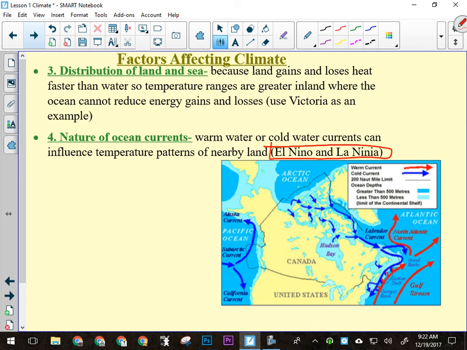So if I gave you a coastal city on that question I was talking about, is this something you could use? Yeah, probably. You don't have to be specific about this one's got warm or this one's got cold, because you may not remember that, but it's certainly something that could affect a coastal area.